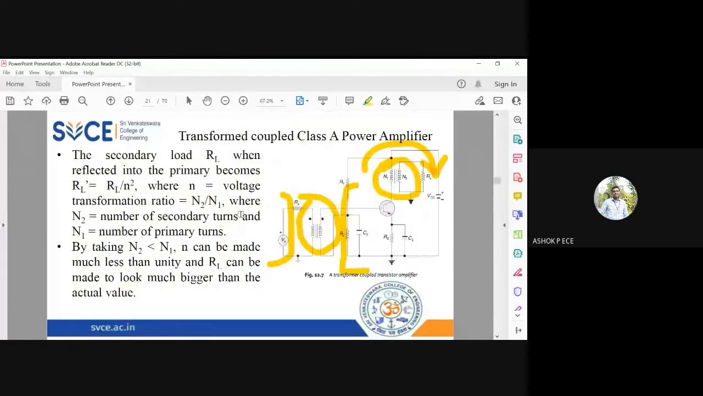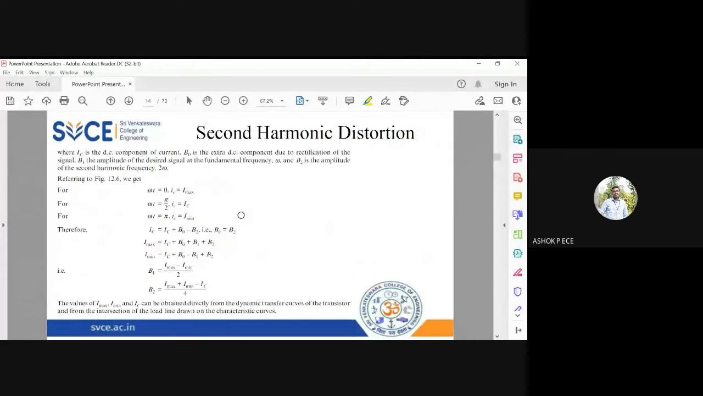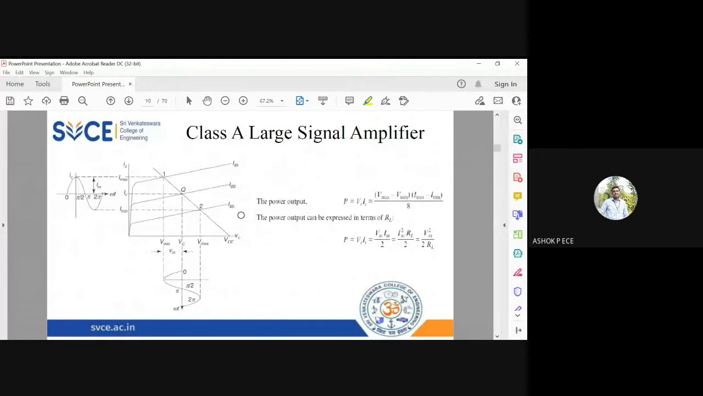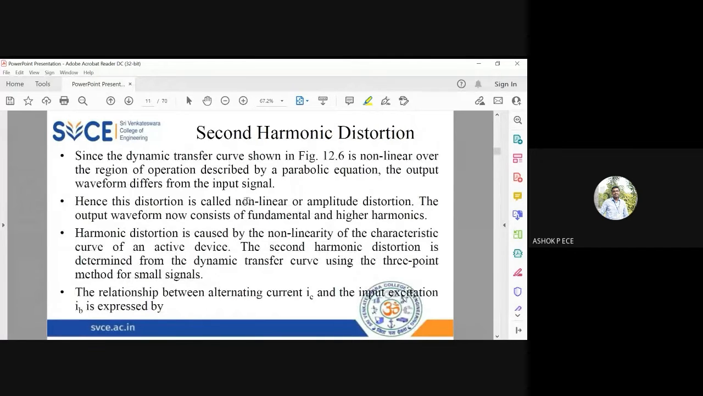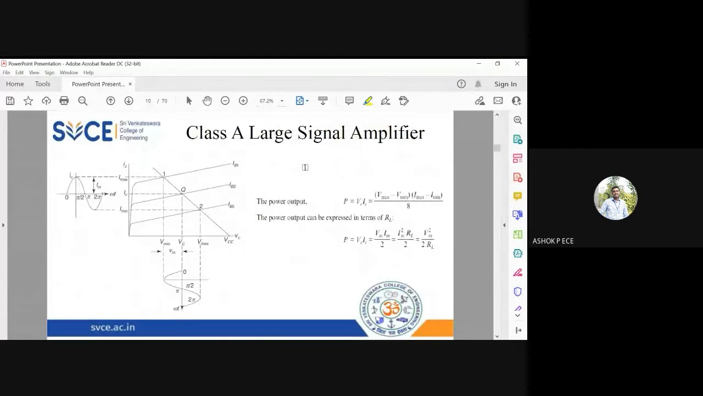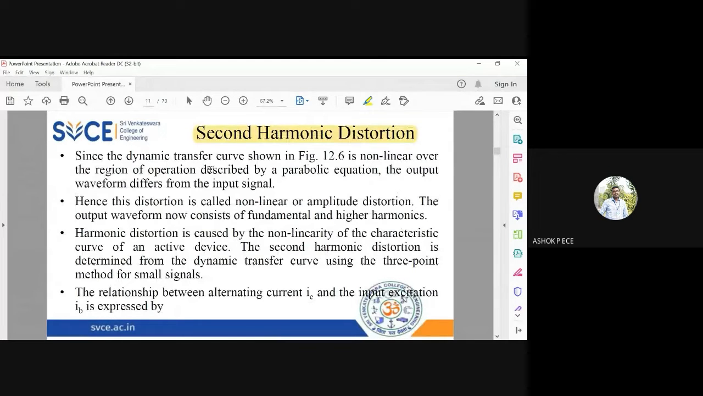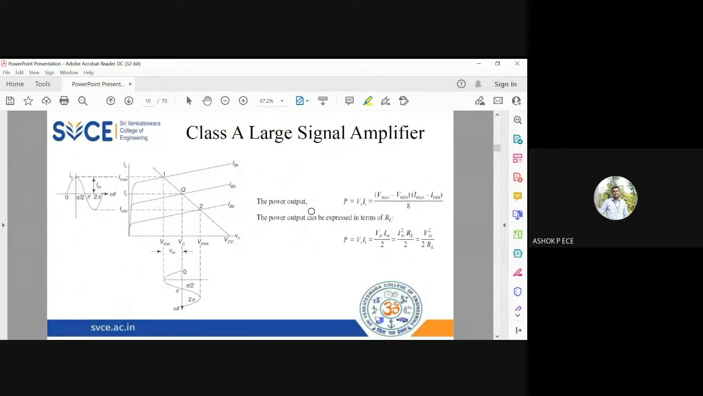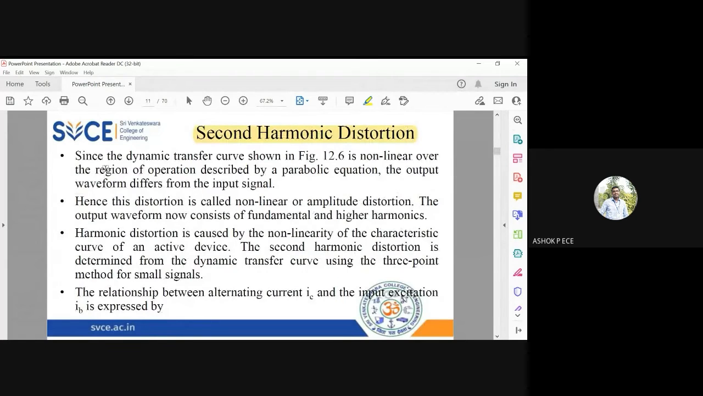So generally we have this harmonic distortion. After learning about the class B push-pull amplifier, now we are going to see what harmonic distortion is, especially what second harmonic distortion is. Usually the waveform will be linear. So when you have this distortion, it means that the system is going to be non-linear.